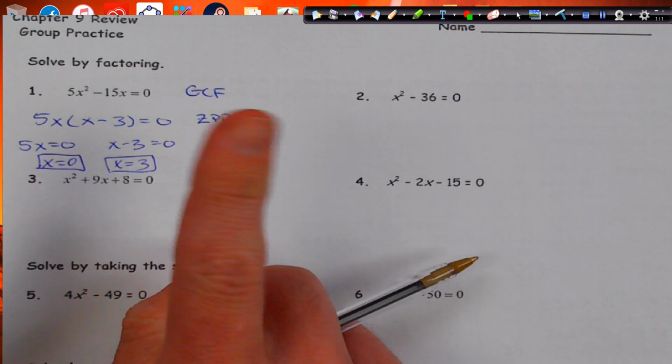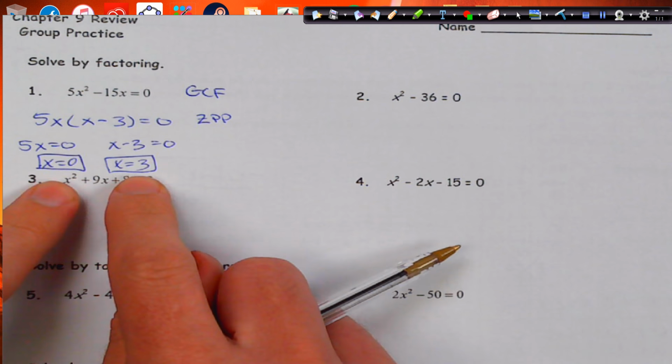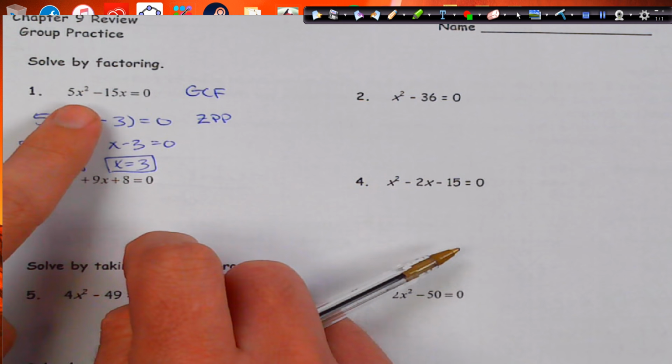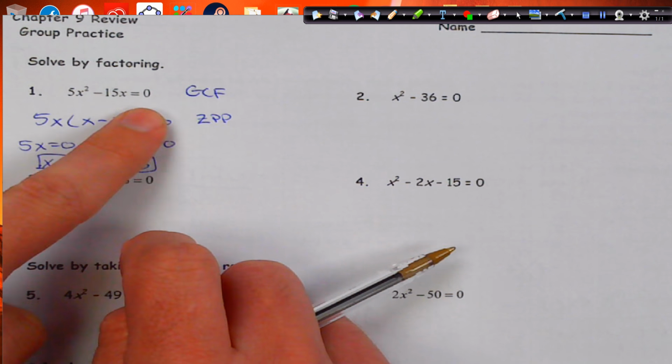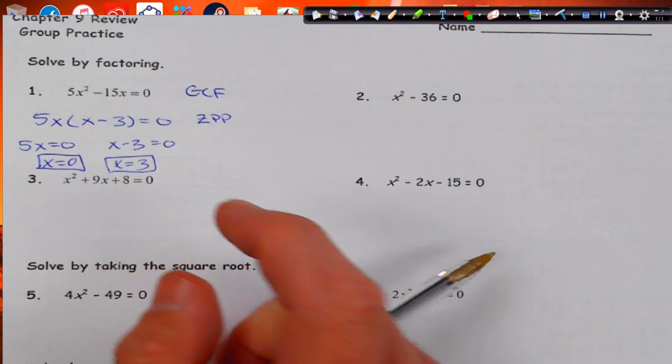I can always just check to see if this is correct by plugging these two numbers back in and making sure it zeroes out. So if I plug in 0 for x, these both go to 0, 0 equals 0, and I can plug in 3 and check as well.